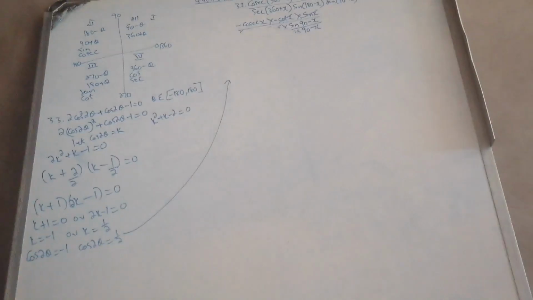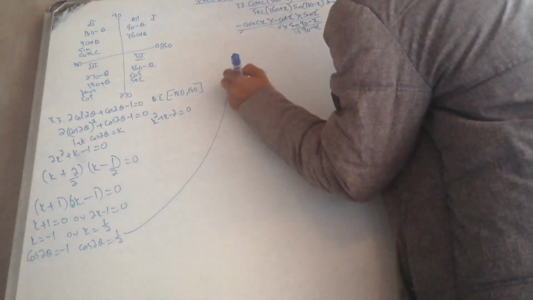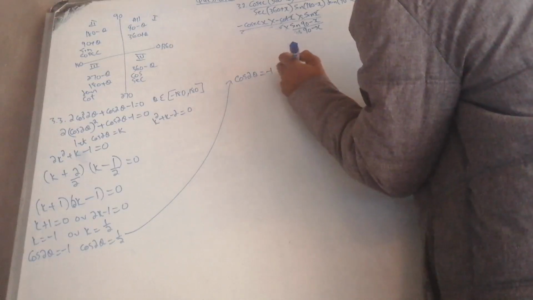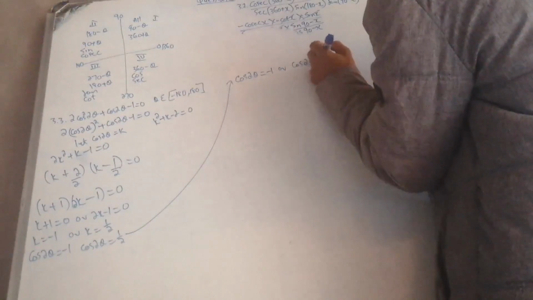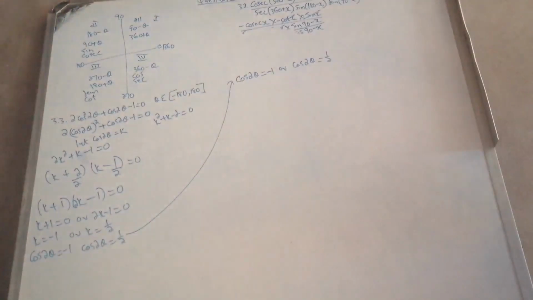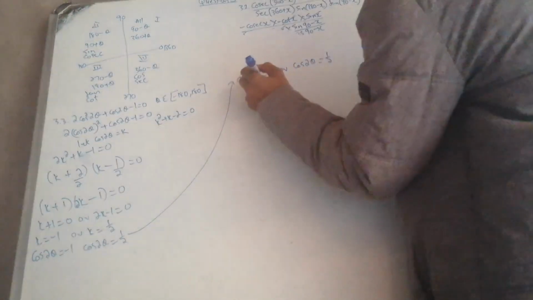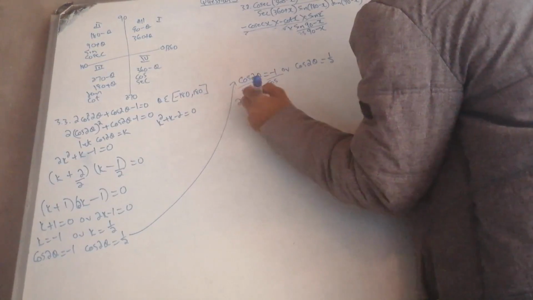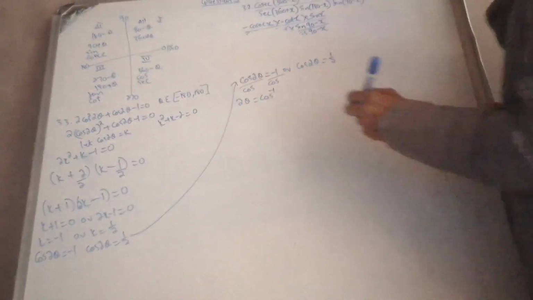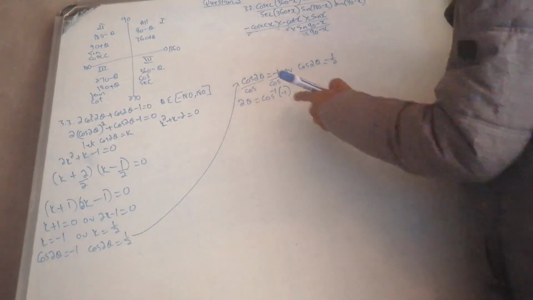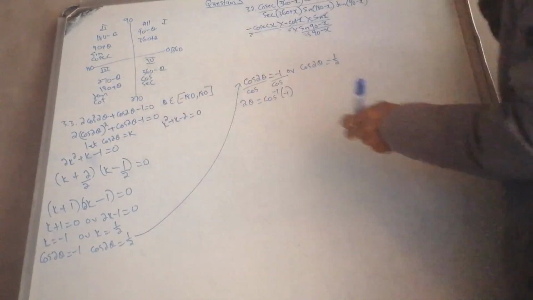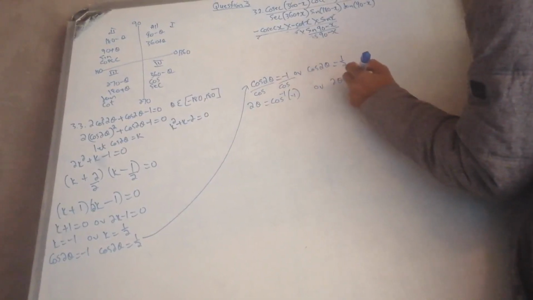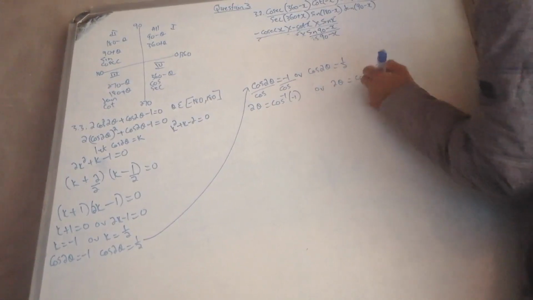Right, and what I'm going to do, let me just copy that. Cos 2 theta equals minus 1, or cos 2 theta equals 1/2. Now remember, I'm looking for the value of theta here, so I can divide by cos, and my 2 theta would be arc cos of minus 1, and because this is negative, we will deal with that. Or I can come here and say 2 theta equals arc cos of 1/2.